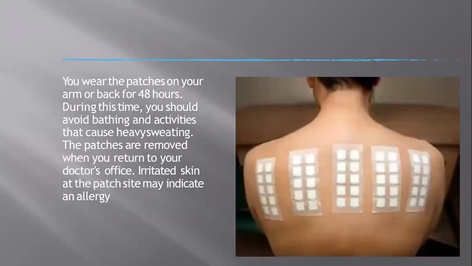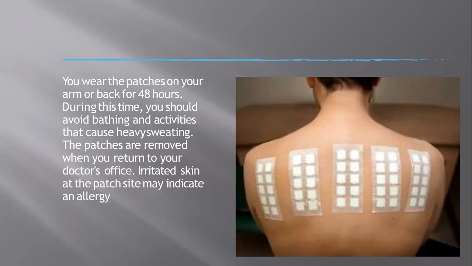Okay, so you place the patches on the client's shoulder. You place them like this, either on the arm or on the back, for 48 hours. During this time, you should advise the individual not to bathe or do any activities that may cause sweating. Okay, so the patches are removed when the client returns to the clinic. When the client returns to you, you are going to remove the patches.